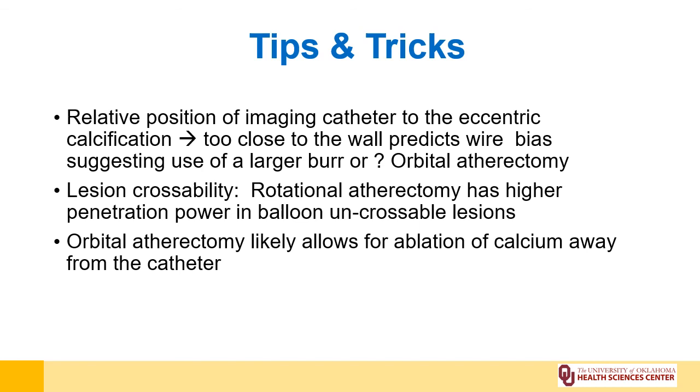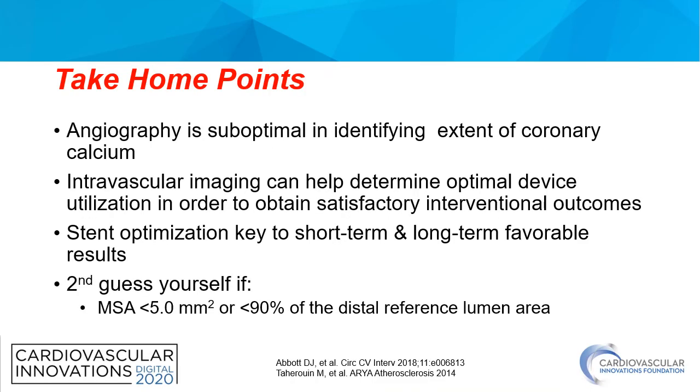The other thing is lesion crossability. If the lesion is really uncrossable with a balloon or any microcatheter, then maybe you need rotational atherectomy, because the orbital atherectomy has a nose cone, which if it cannot cross the lesion, you will not be able to get ablation of the lesion. So here is a summary.